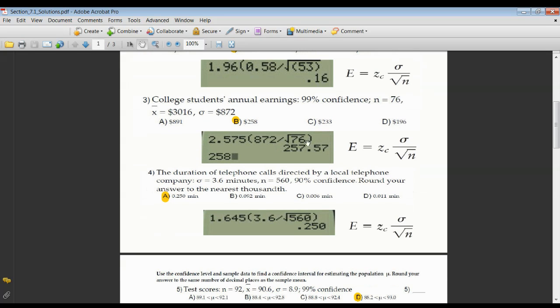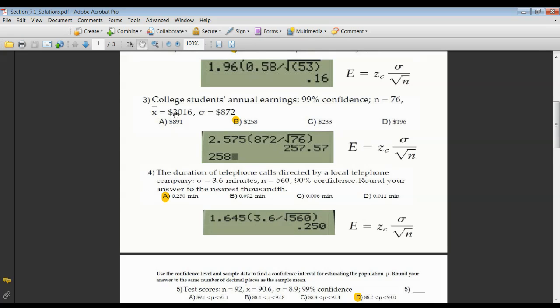Number 3, calculate the error when you're looking for a 99% confidence level. All right, and the Z score that's associated with that is 2.575. I give you what sigma is, 872. I tell you what the n value is, it's 76. You may wonder why the problem's also telling you what X bar is. X bar plays no part in finding the error.